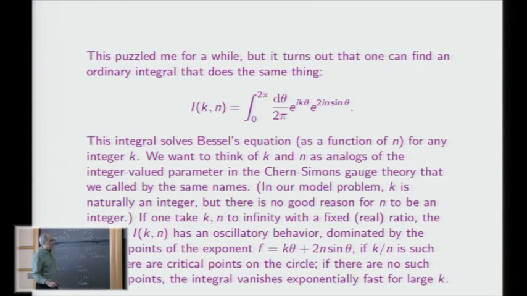If we take k and n to infinity with a fixed real ratio, the integral has an oscillatory behavior dominated by the critical points of the exponent, if there are any real critical points on the circle. If there aren't any real critical points on the circle, then the integral vanishes exponentially fast for large k.